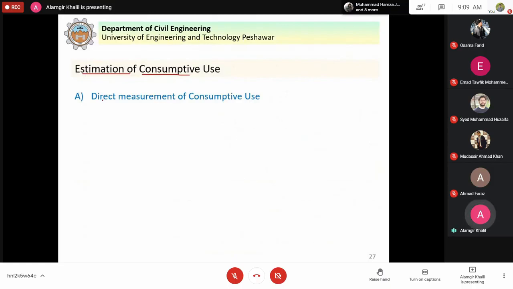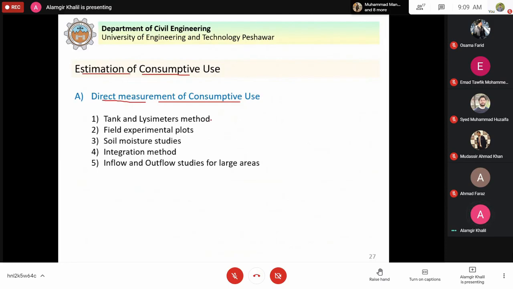We have direct measurement of consumptive use. For this, we have different methods available to us: tank and lysimeter method, field experimental plots, soil moisture studies, integration method, inflow and outflow studies for large areas. Direct measurement of consumptive use.